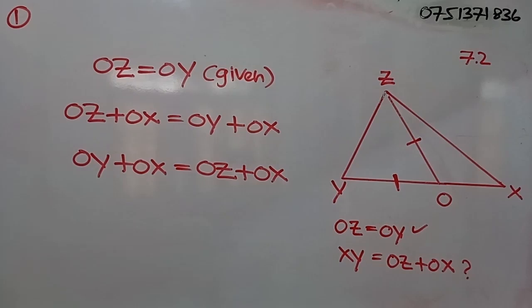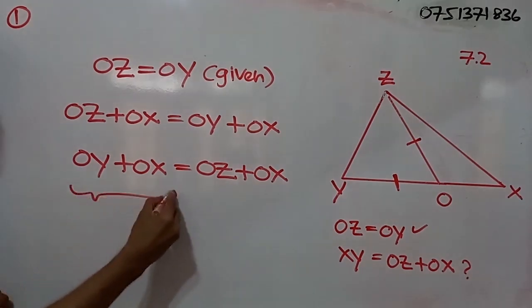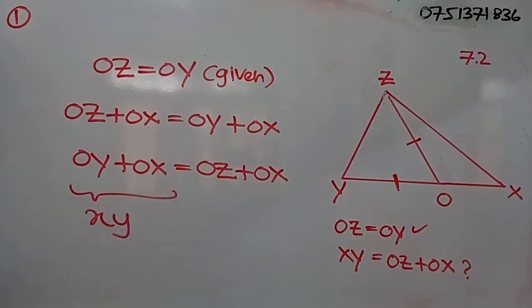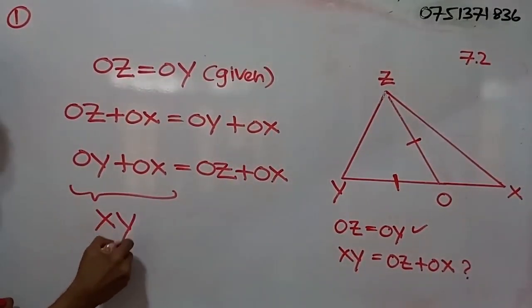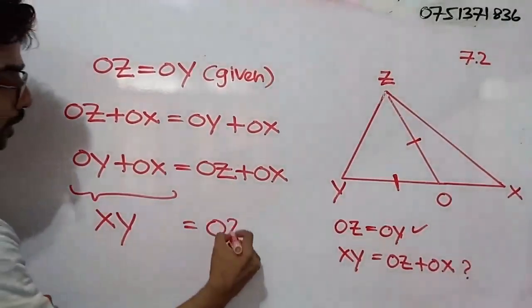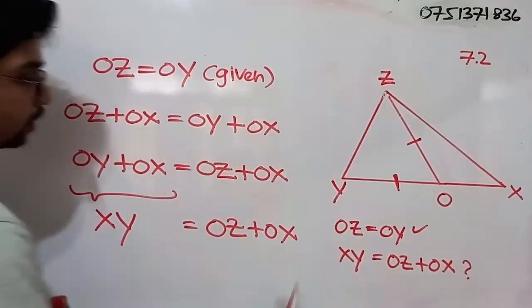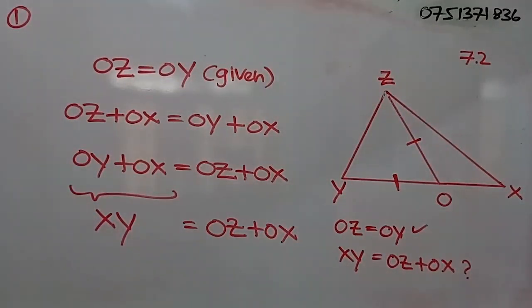OY plus OX, what is that? XY, no? The other way. Capital X, capital Y. Then we get what? OZ plus OX. Right? So this is the other way.